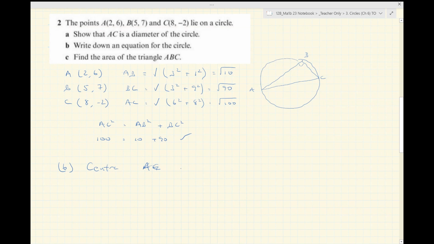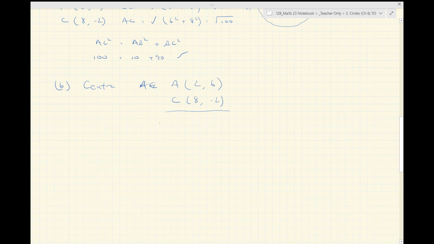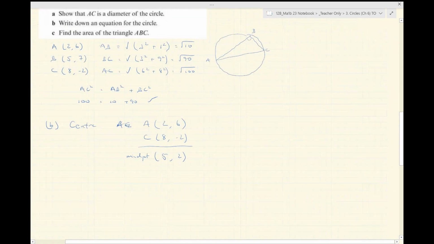So I'm going to write down the coordinates of A, 2, 6. I'm going to write down the coordinates of C, 8, minus 2, and I'm going to find their midpoint by adding together the x coordinates and dividing by 2, and adding together the y coordinates and dividing by 2. So there's the midpoint, that's the centre of the circle.